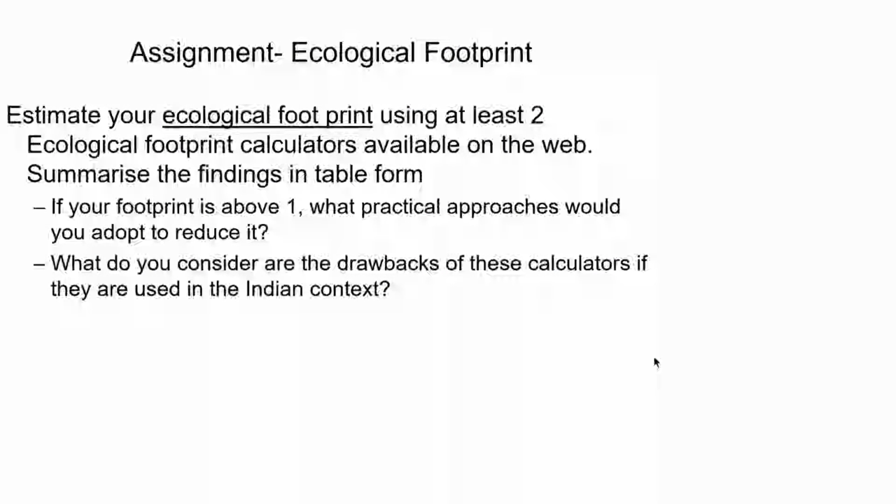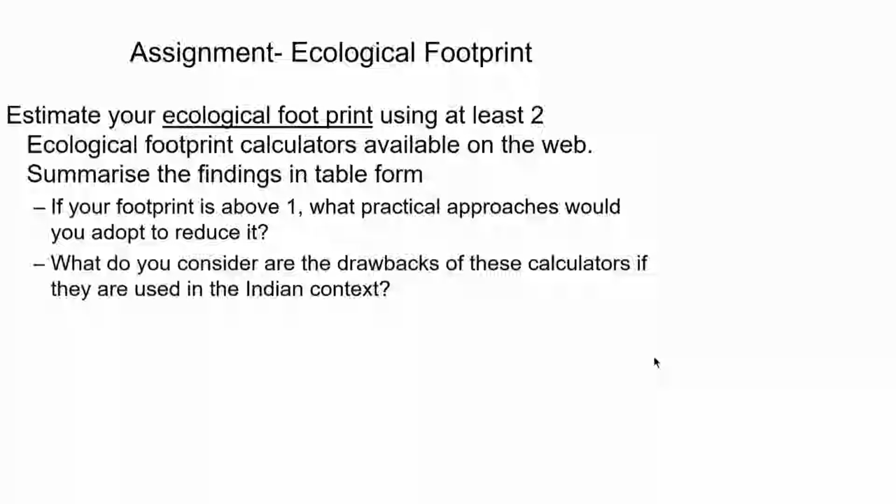You can also do an assignment of calculating your own footprint using 2 different calculators. An ecological footprint equal to 1 means you are able to meet your requirements using the current earth that we have, that is, only 1 earth is required. But if it is above 1, let us say 2, it means that 2 earths are required to meet our requirements. Or if somebody is getting, let us say, 5 as ecological footprint, it means you require 5 earths to meet your requirements.